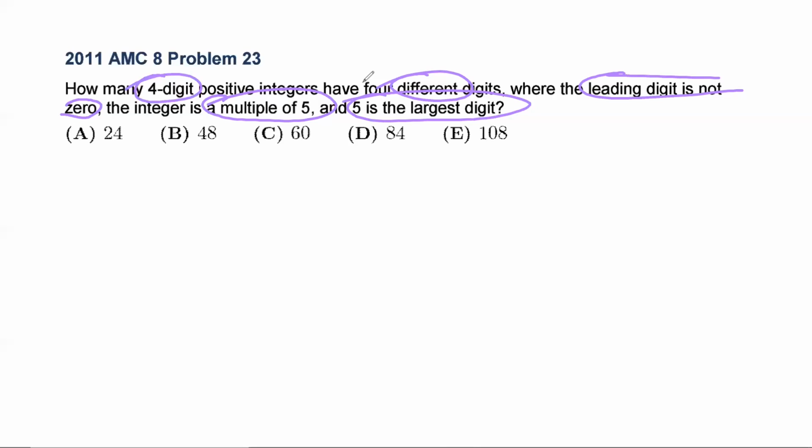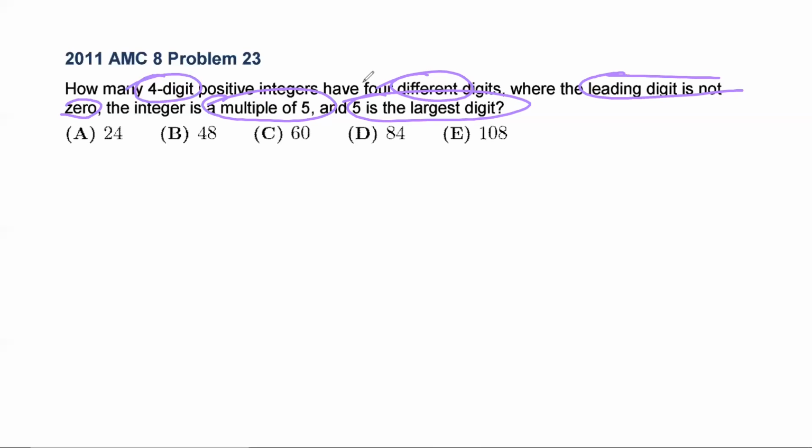So when you're looking at these pieces of information, the first piece that your eyes should really go to is that the integer is a multiple of 5, because that's the one that will give you the most information.